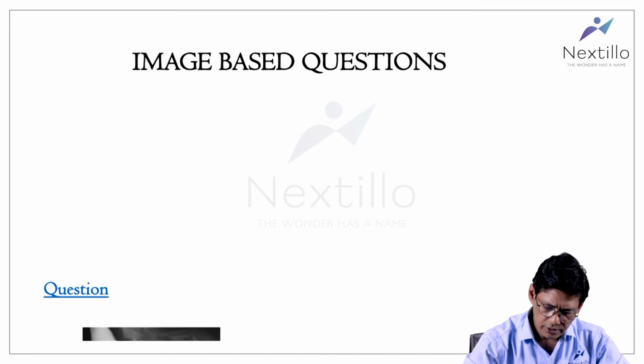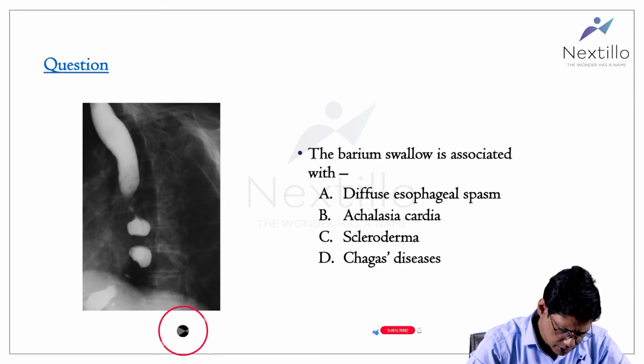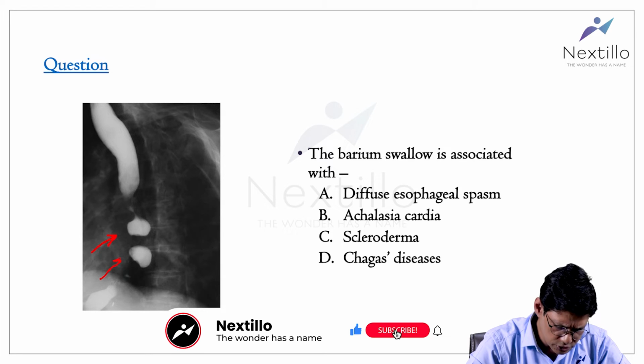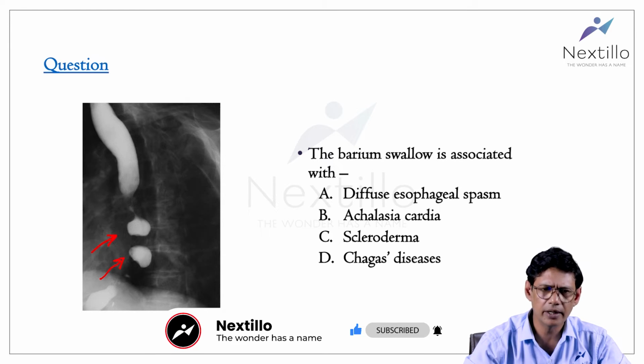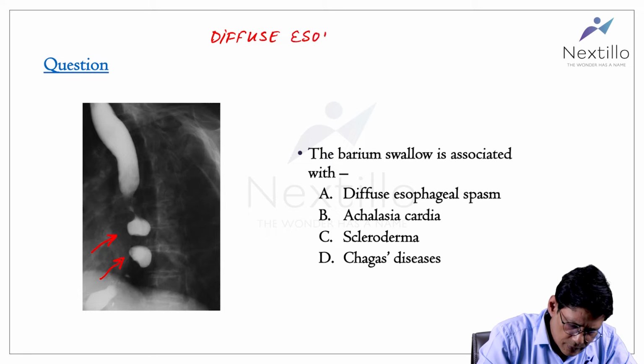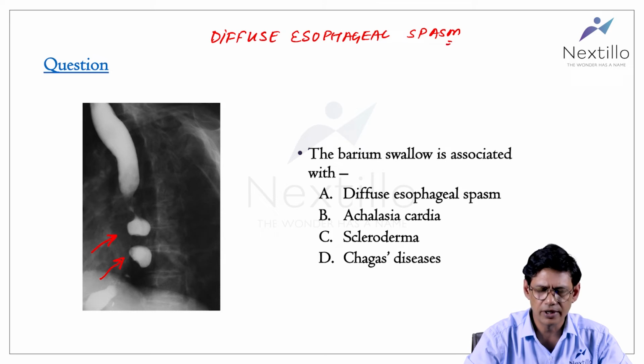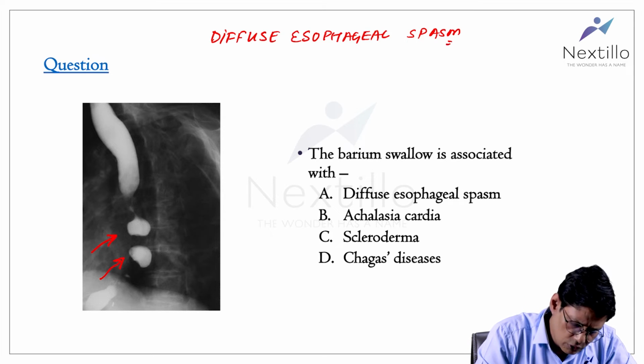The very first slide that I would like to show you is that this barium swallow is associated with diffuse esophageal spasm, achalasia cardia, scleroderma, or the Chagas disease. What we see in this picture is that this barium has become accumulated in some pouches in the esophagus. And this is a typical characteristic finding of the diffuse esophageal spasm. The characteristic finding of the barium swallow in diffuse esophageal spasm is known as the corkscrew appearance.